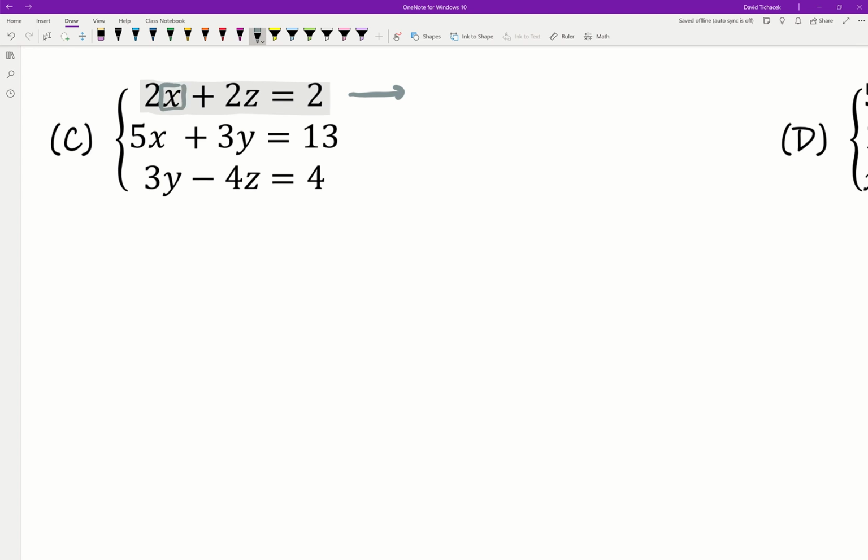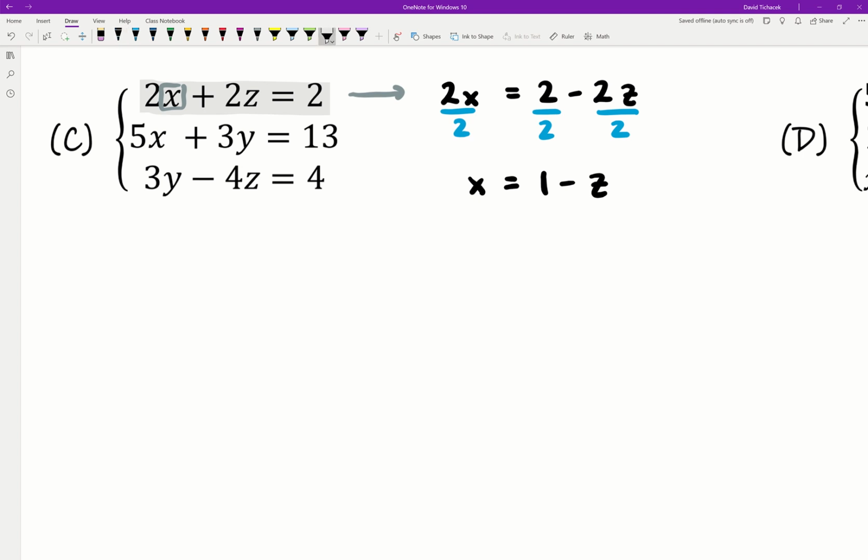And the way that I might do that, of course, would be to subtract 2z from both sides, in which case we're going to be getting 2x is equal to 2 minus 2z. And then to solve for x here, to get it isolated, I'm simply going to divide everything by 2, in which case you're going to get this. x is equal to 1 minus z.